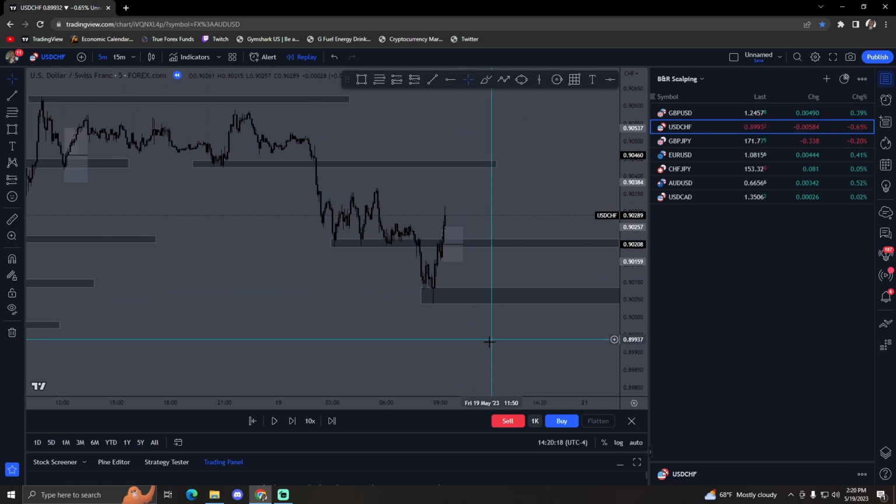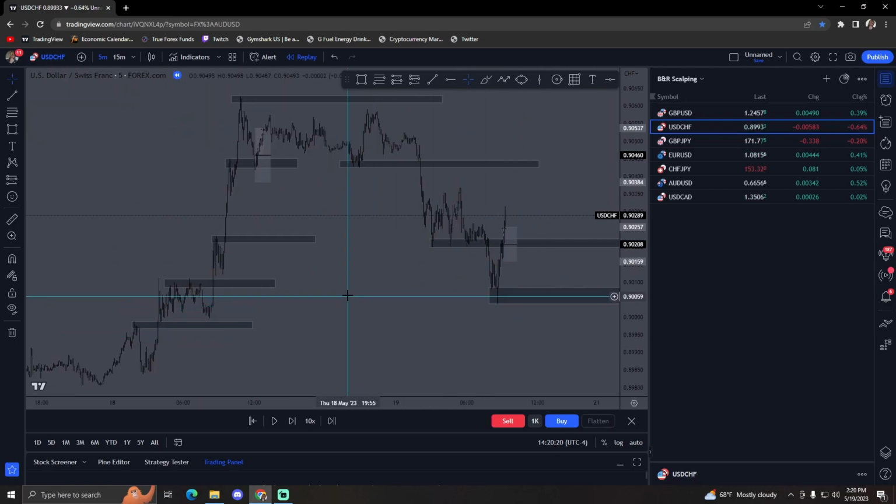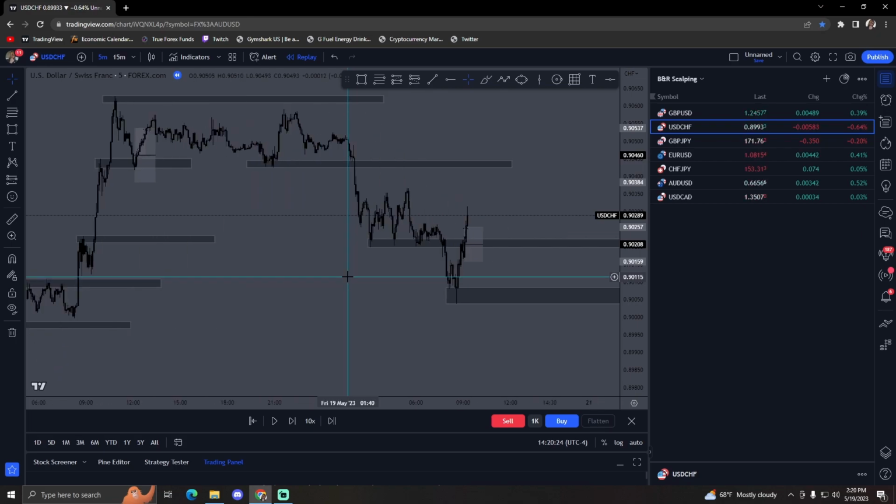But this is essentially how I trade. Just simple breaks and retests of support and resistance. And all I wait for is price to bounce away. If price looks like it's bouncing away, I'll enter and aim for a 1-to-1. That's it. As simple as that. Nothing fancy, nothing special. Just simple, basic break and retest. Price is bouncing away. I'll enter that trade. That's it.